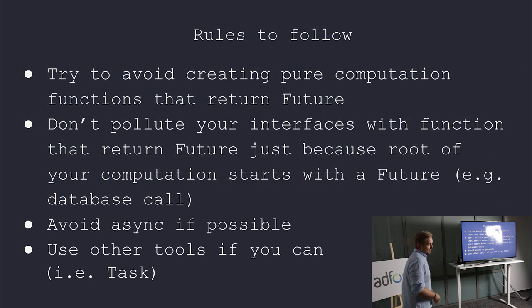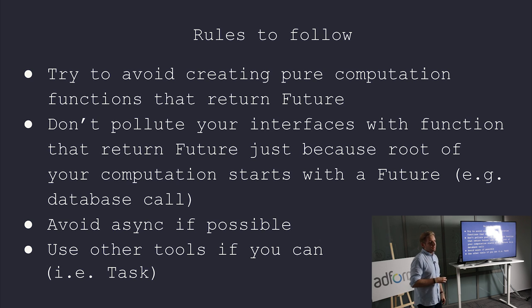OK, so some rules to follow if you want to try to be fast. I think if you are doing some pure computation, creating some pure functions, try not to run them. Don't impose that it's already run in a future. You can have a function from A to B, not from A to Future of B. Because if you already started a future, then if somebody wants to do something with the result, they have to switch to another thread.